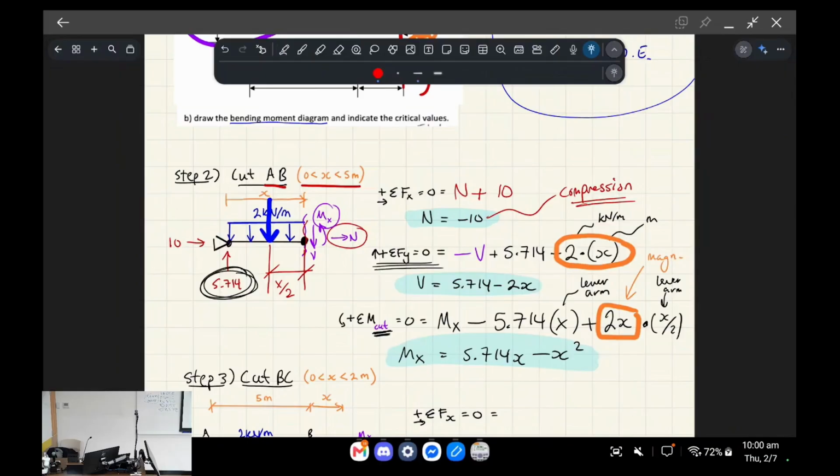Except y, for our shear force and bending moment diagrams, is going to correspond to the internal force in the diagram. So let's say we're graphing shear force. The y-axis would be equal to V, which is the internal shear force.